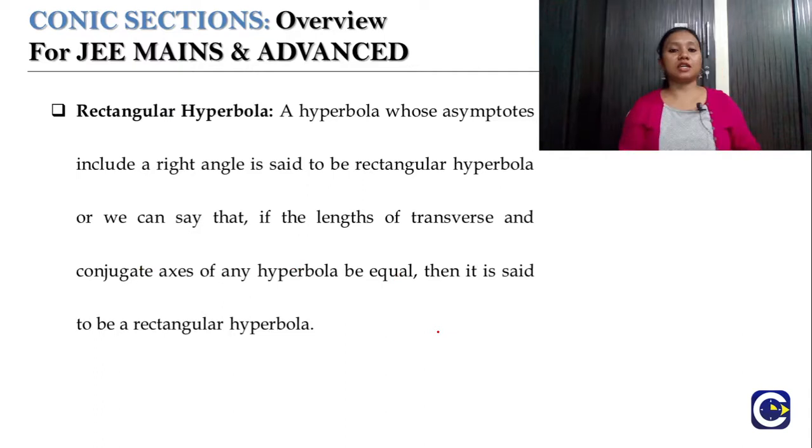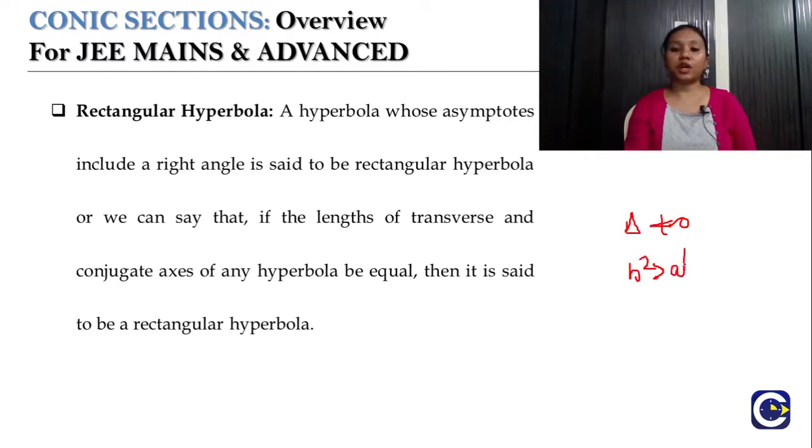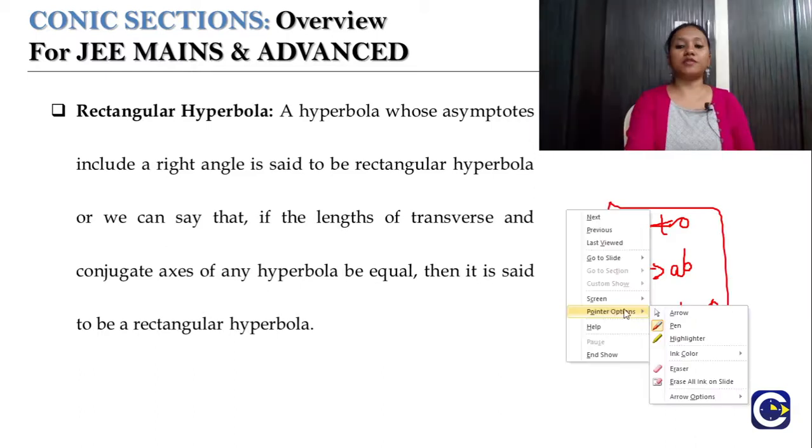So let's discuss our next concept, which is rectangular hyperbola. For this we have even seen the condition to be satisfied by our second degree equation in order to represent a rectangular hyperbola, that is delta not equal to 0 and h square greater than ab. There is one more condition, which is a plus b is equal to 0, in order to represent the equation of a rectangular hyperbola. Right.